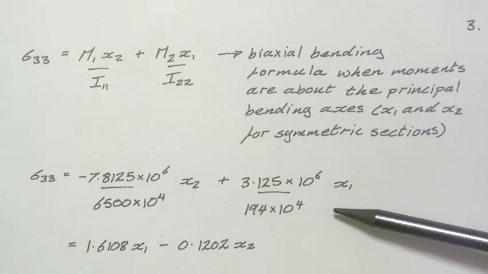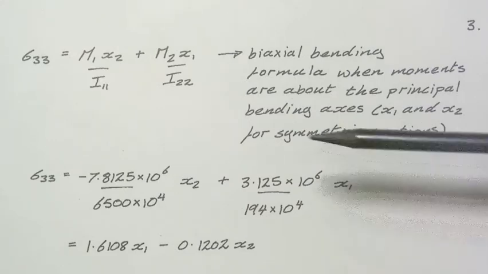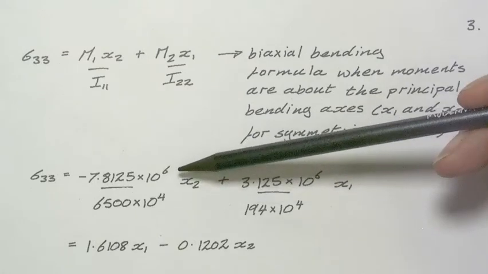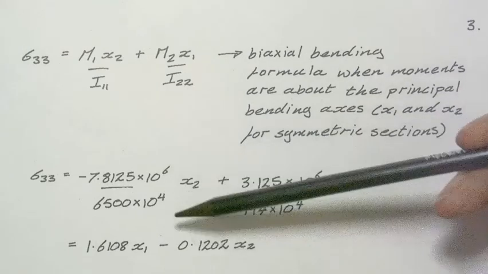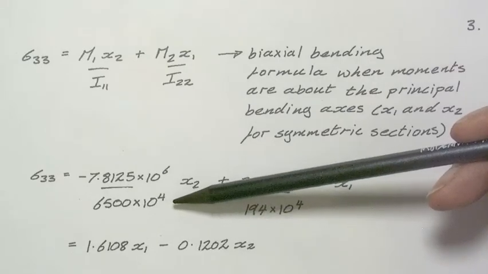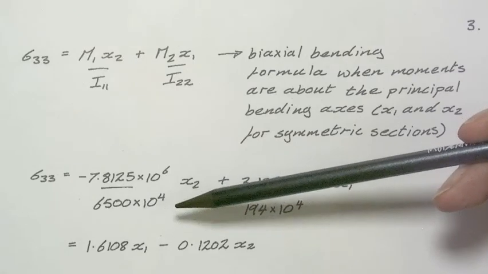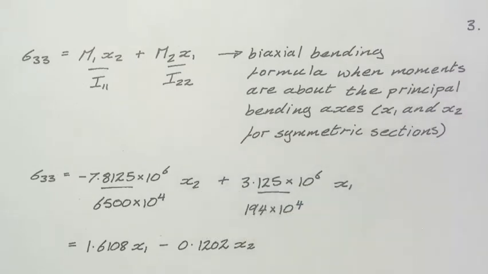What I'm doing is I'm converting all of the units into newtons and millimetres. So that's why for the moments we're multiplying by 10 to the 6. And for the second moments of area, as we've got them from the section tables, I just obviously have to multiply by 10 to the 4 to convert from centimetres to the 4 to millimetres to the 4. And then we end up with this equation here.